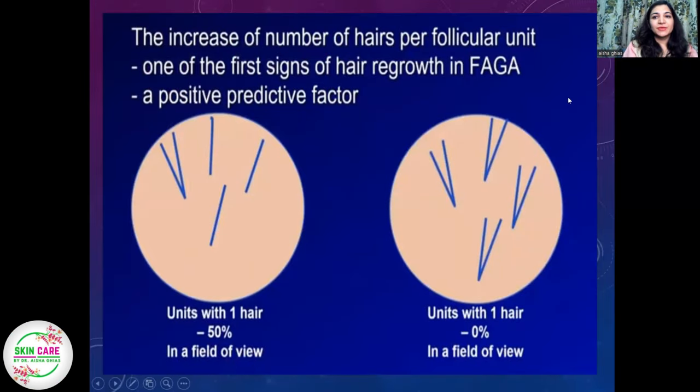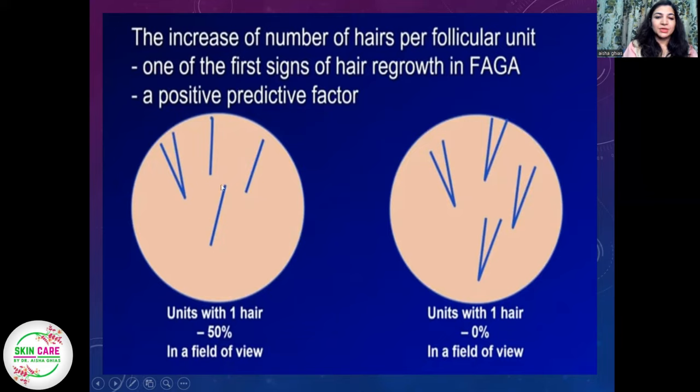All right, so when you're giving some treatment and you want to see the response of that treatment on the hair growth in androgenic alopecia, the increase in the number of hair per follicular unit is one of the first signs to see in female androgenic alopecia once you're giving some treatment. This is a positive predictive factor with any sort of treatment.